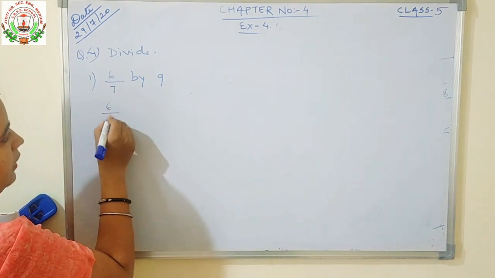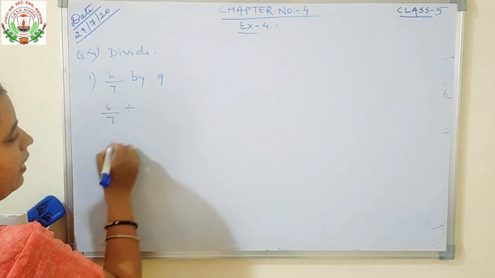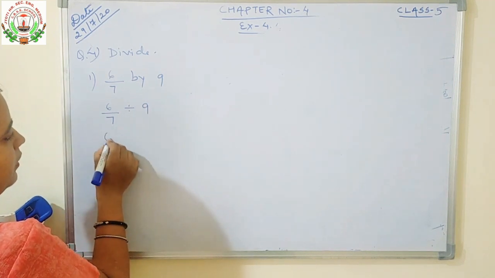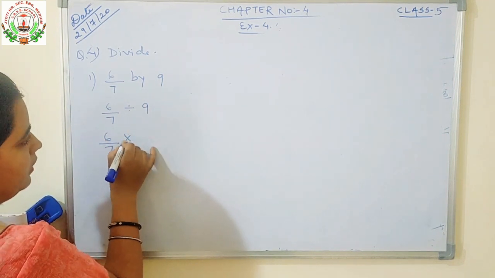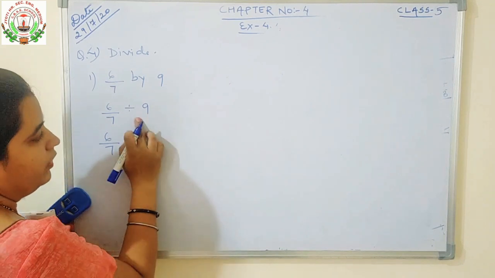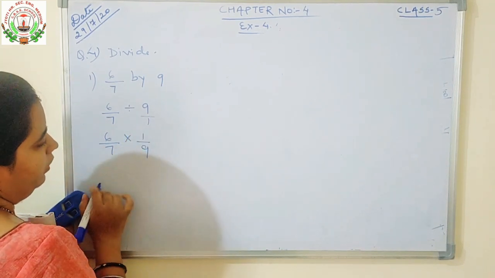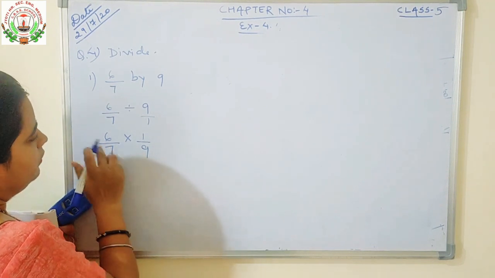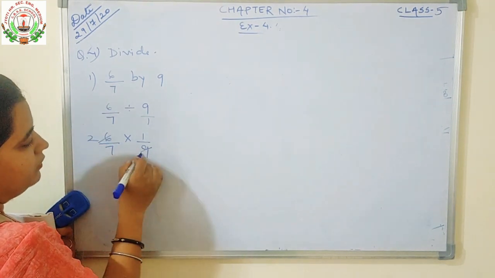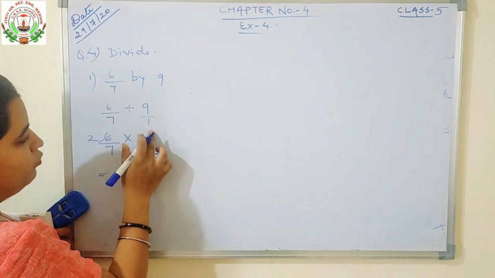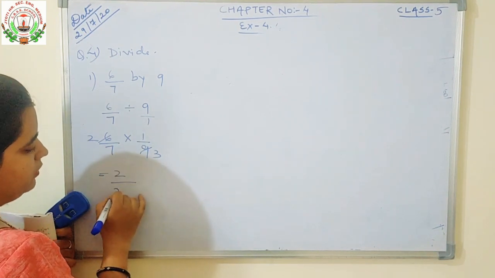First we will put the division sign. In place of by, we will put divide. 9. 6 by 7 multiply, we will change to the reciprocal. Here nothing is given, so we will take 1 as the denominator. Okay. Now 3 twos are 6, 3 threes are 9, 2 ones are 2, 7 threes are 21.